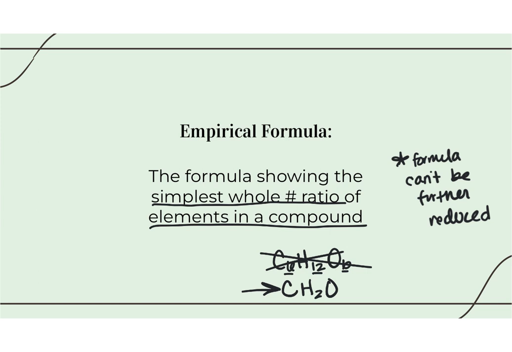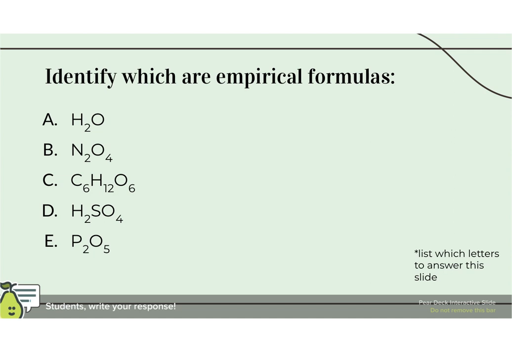So when we're looking at formulas and trying to determine whether or not they're a molecular or an empirical formula, we shouldn't be able to reduce it any further if it's an empirical formula. So if we're looking at these examples here, if we look at our first one, H2O cannot be reduced any further. There's only one oxygen present there, so that is an empirical formula. If we look at the next one, N2O4, I could reduce that to NO2, so that is not an empirical formula.